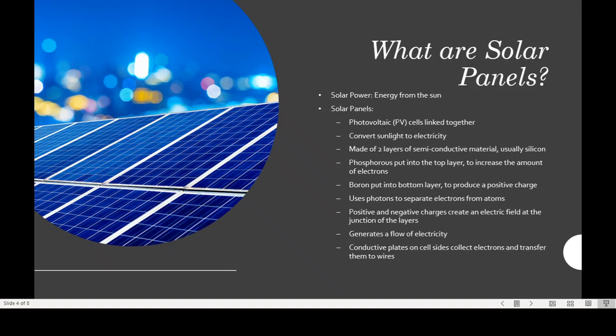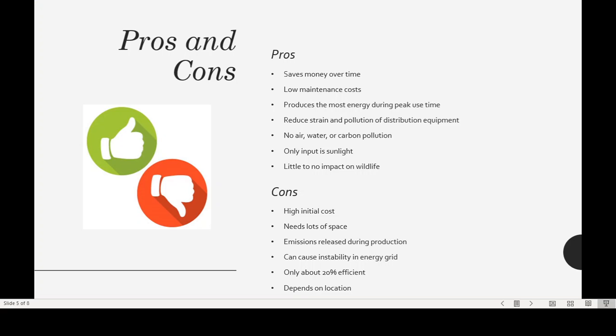And it uses photons to separate the electrons from atoms. And then these positive and negative charges create an electric field at the junction of the layers, which generates an energy flow. And then the conductive plates on the cell sides collect these electrons and transfer them into wires to be used. So the pros and cons of solar power.